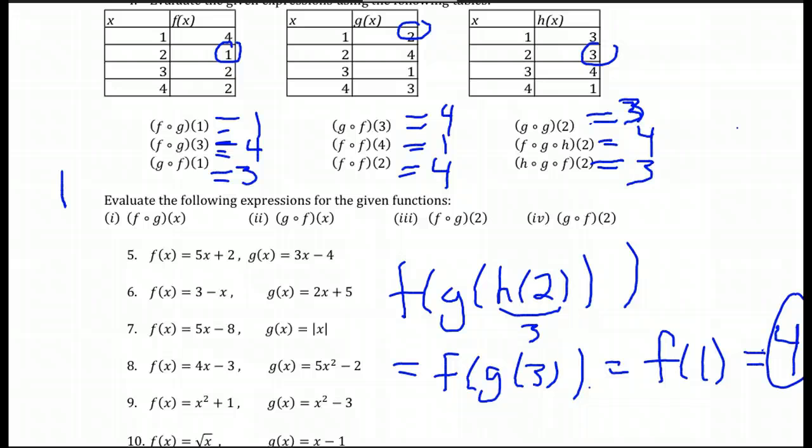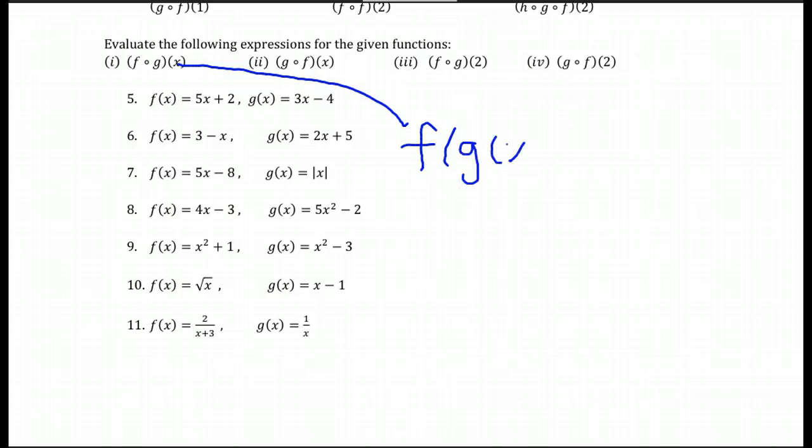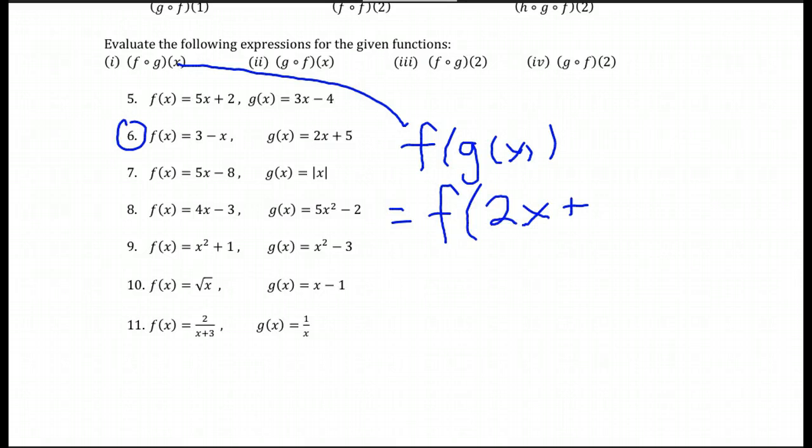Now moving down to the ones at the bottom of the page, we want to compute several different compositions. These ones, though, are not given by tables. They're given by formulas. So let's compute f composed with g of x. We take f of g of x, and we're going to look at number 6 here. F of g of x, well, g is 2x plus 5.